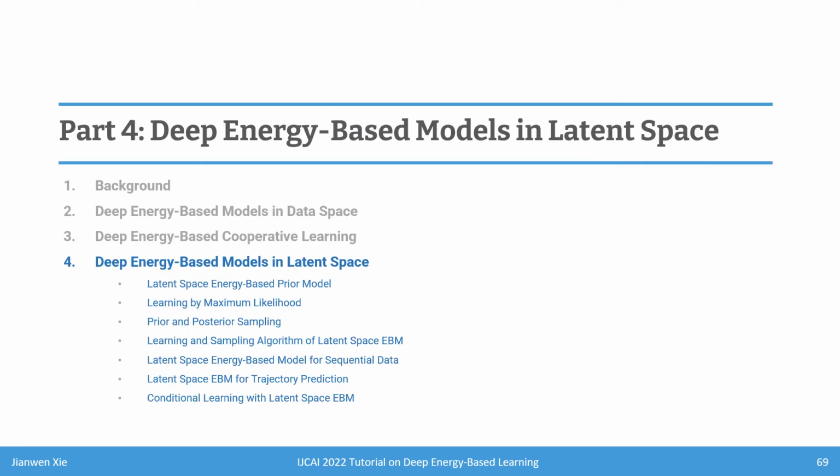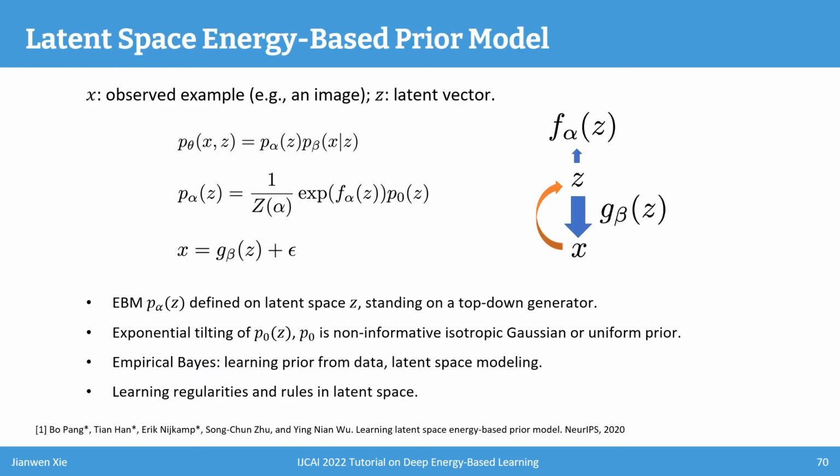Now I'm going to talk about latent space energy-based model in Part 4. Let X be the observed example and Z be the latent vector. We can learn an energy-based model in the latent space of a generator model, so that the EBM serves as a prior model that stands on the top-down network of the generator model.